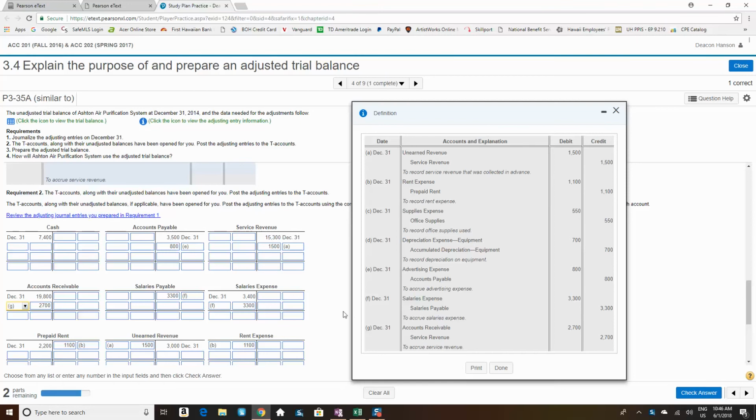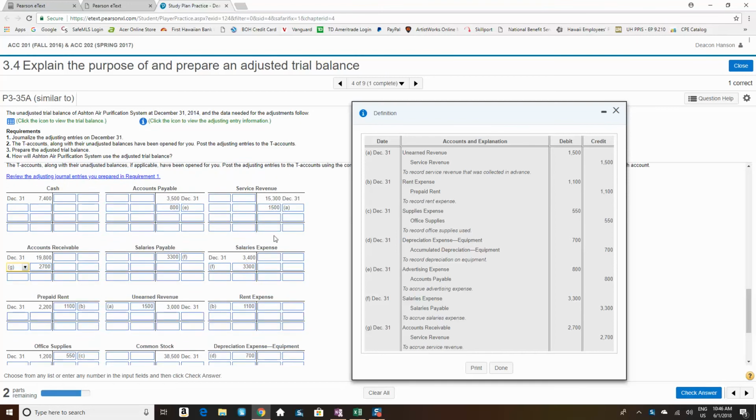And service revenue gets a credit of 2,700. So I'm really just taking, just like we did in chapters 1 and 2 when you learned debits and credits, the amounts from the journal and posting them to the ledger. So once we do that, we're able to come up with balances in each account.